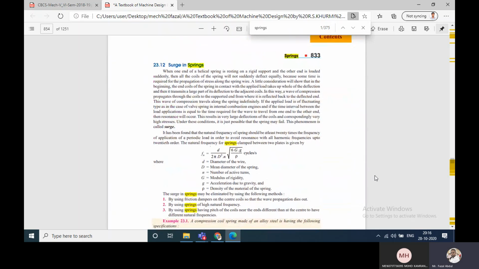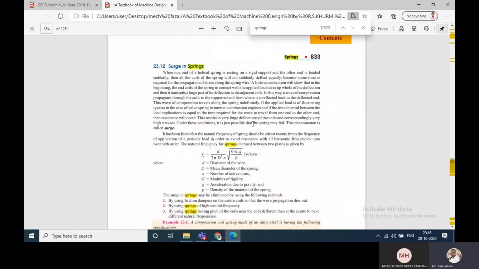Now see, this is a spring. Surge in a spring is important for the 2 marks question. What is surge? When one end of the helical spring is resting on a rigid support and the other end is loaded suddenly, then all the coils of the spring will not be deflected equally at once, because some time is required for the propagation of the stress along the spring wire.